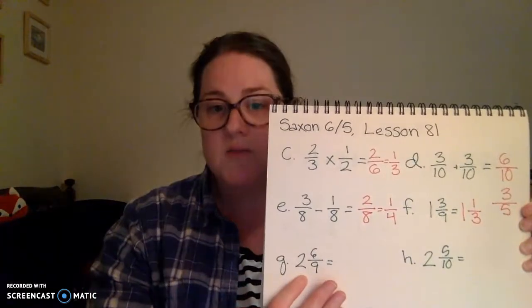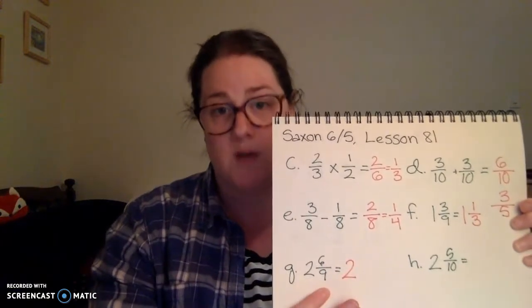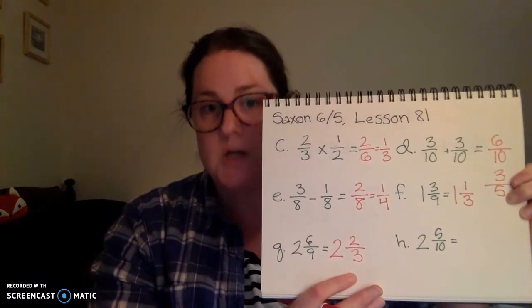Right. I have 2 and 6/9. My 2 stays the same. I don't do anything to that. 6/9, 6 and 9 can both be divided by 3. So 6 divided by 3 is going to be 2. 9 divided by 3 is going to be 3. I end up with the mixed number 2 and 2/3.